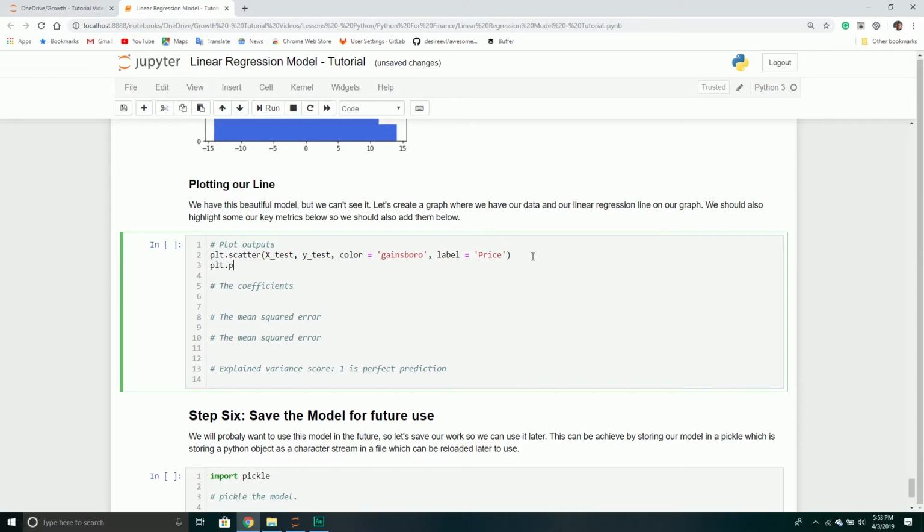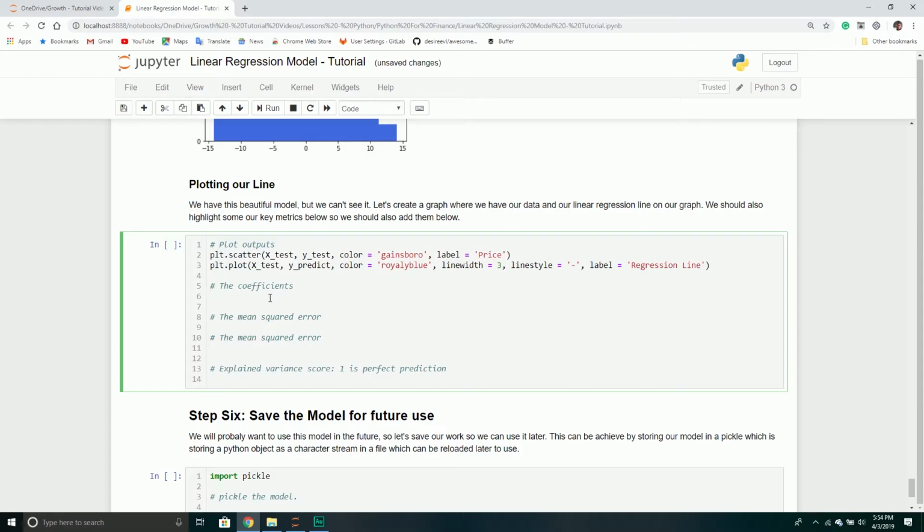And then we'll do plot.plot, and then we'll do x test, y predict, color equals royal blue, and then line width, so the width of our line, we'll set equal to 3. Line style is going to be just a solid line. And then label is regression line.